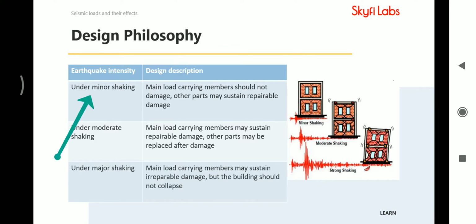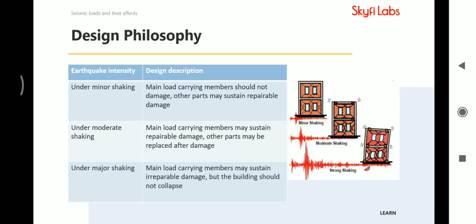Under minor shaking, the buildings should be designed in such a way that the main load-carrying members in the building should not damage, while other parts may sustain repairable damage. Under moderate shaking, main load-carrying members may sustain repairable damage, and other parts can be replaced after damage. Under strong shaking, main load-carrying members may sustain irreparable damage, but the building should not collapse.